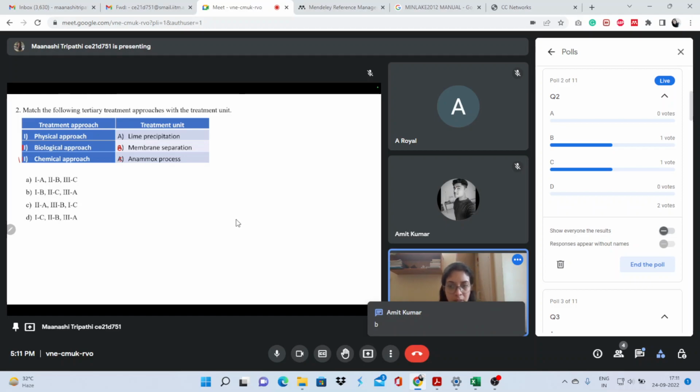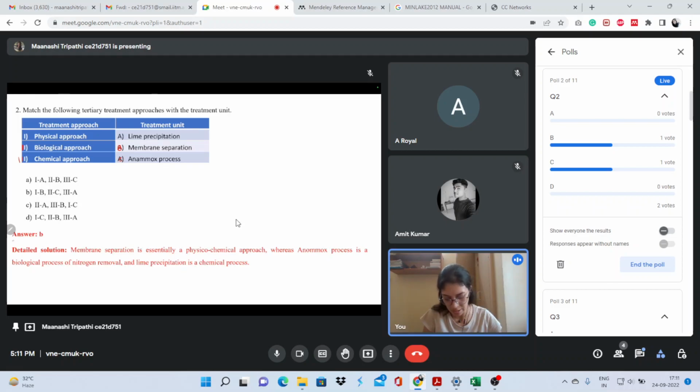Okay, we'll see the answer then. So the answer is B. Yes, you were right. Answer is B. First of all, let's talk about the physical approach. So for the physical approach, we are saying membrane separation. There will be one membrane, a cloth-like structure. So it's like a sieving action, means there will be small pores. Water may pass through these pores, but the bigger particles won't be able to pass. So this is just a physical treatment. So membrane treatment.